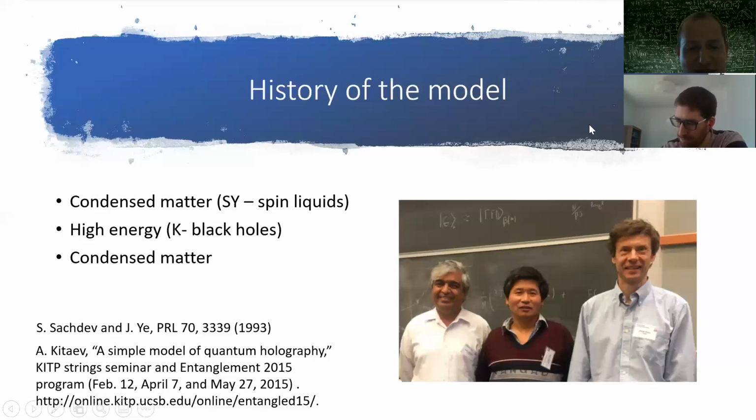And that's probably the main reason why this model is so popular these days. It has an interesting history. It started in condensed matter, with the work of Sachdev and Ye. Ye was a student of Sachdev. They wanted to study spin liquids, and they introduced this model in this context. Later, Kitaev extended this model to high energy. He proposed a version of this model which can explain black holes, and then it became more popular in high energy physics. But afterwards, it came back to condensed matter, and now it is becoming popular again in condensed matter physics.